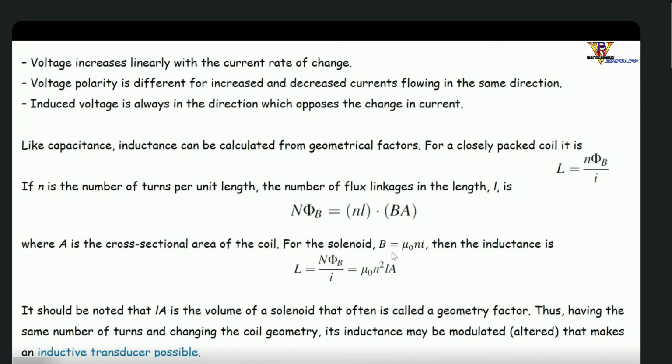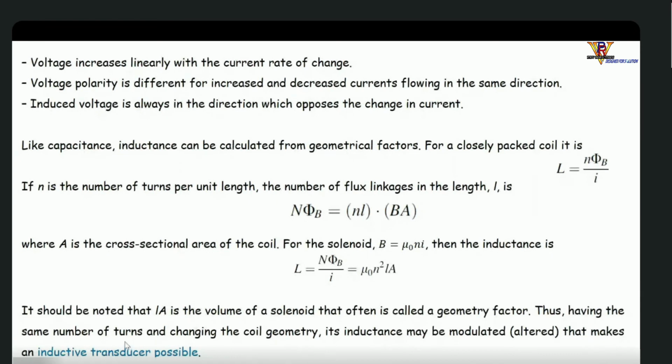For the solenoid, the magnetic field is given by mu naught into n into I, where n is the number of turns per unit length, I is the alternating current, and mu is the permeability. Then the inductance is given by L equals N phi B by I, which equals mu n squared l A. Now it should be noted that l into A is the volume of the solenoid, often called the geometry factor. So l A is the geometry factor for the solenoid.